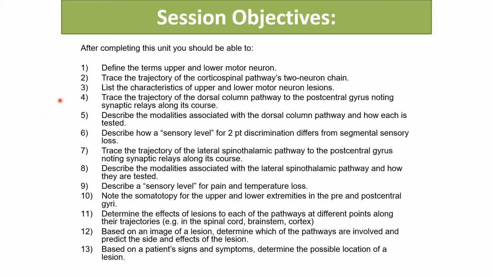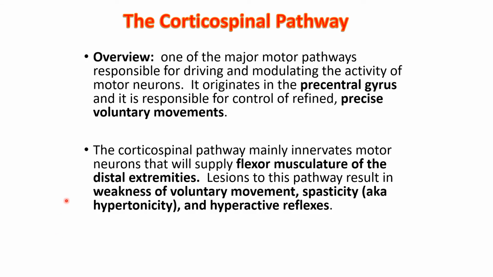In this series, we'll be examining the pathway at every level of the central nervous system, from the brain, brainstem, and spinal cord, both for the corticospinal pathway, the dorsal column lemniscal pathway, as well as the spinothalamic tract. And then we'll be looking at the effect of lesions at each of those locations and the signs and symptoms associated with damage at each of those. We'll start off with the corticospinal tract.